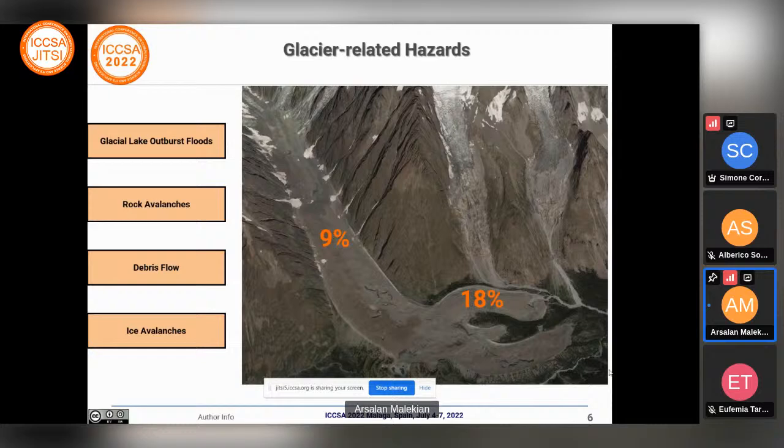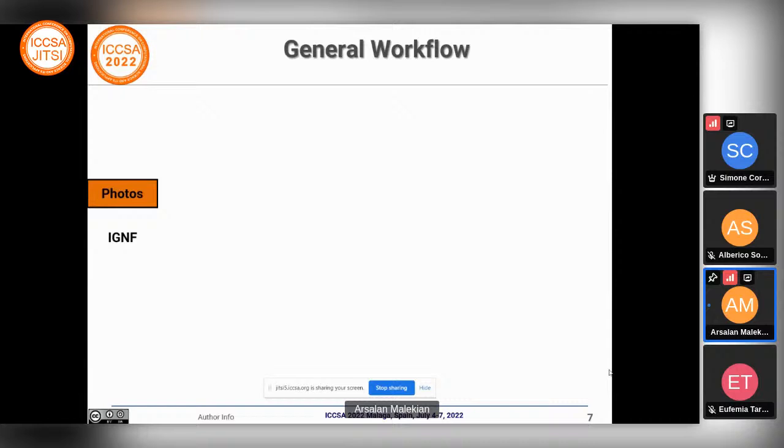Also, rock falls and ice avalanches may occur at the upper parts of this glacier. So all these glacier-related hazards can be caused by mass loss in the glacier, and we try to find the mass loss of this glacier in this area. To find the mass loss, we had some aerial archival scanned images from the National Institute of Geographic Information and Forestry of France that covered this area.